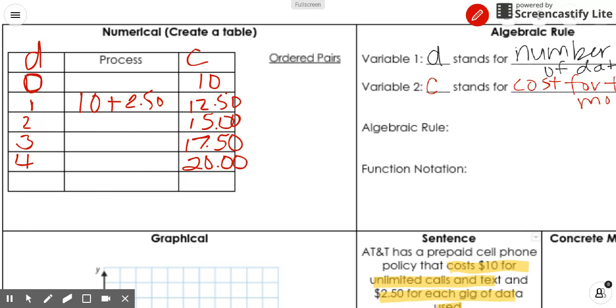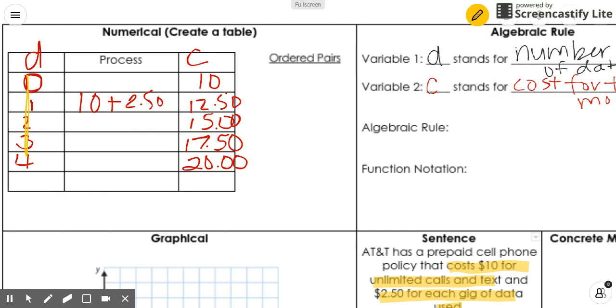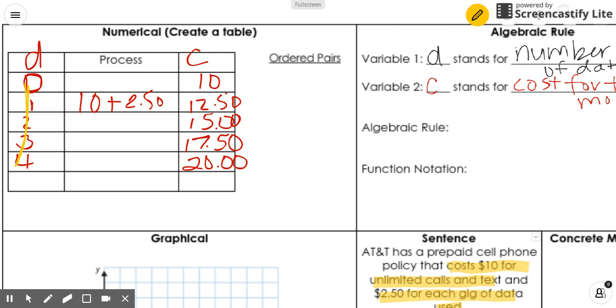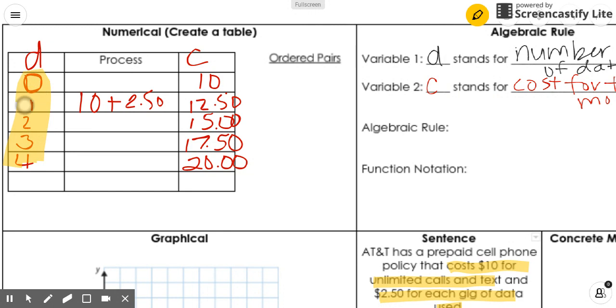Okay, so now let's talk about the process we used. So the 10 plus $2.50 made sense, but remember, we always have to have the number over here. Let's use a highlighter instead of a pen. We have to have the number over here. Oh my goodness, I am crazy tonight. Let's turn the highlighter on. Okay, there's the highlighter. We need this number inside the equation.